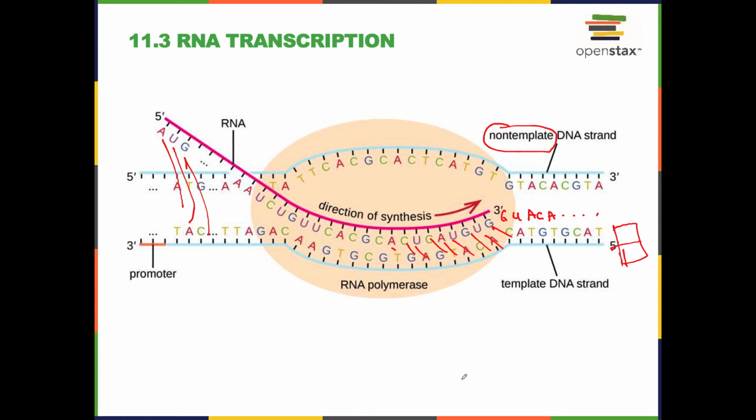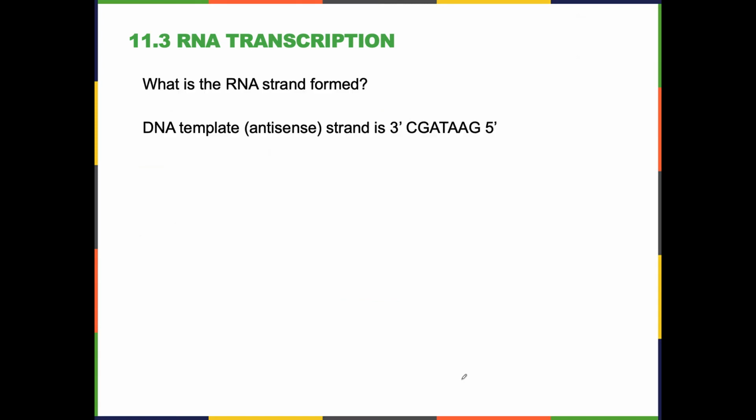Okay, so super quickly then, if we're good with transcription, here we have our template or antisense strand. Let's make our RNA transcript. What does our RNA transcript look like? Pause it, fill it in. It should take you not even 5 seconds, right? Okay, good. So it looks like G, C, T, A, T, T, C.